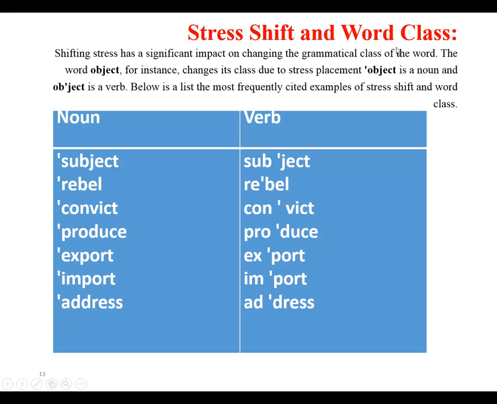Stress shift and word class. When I change the stress and put it in a different place, I change the whole word class. Here you find "subject". If you change the stress and put it on the second syllable, you get a verb. So this is the relation between stress shift and word class: when we shift stress, we get another word class. So here, could you please repeat after me?